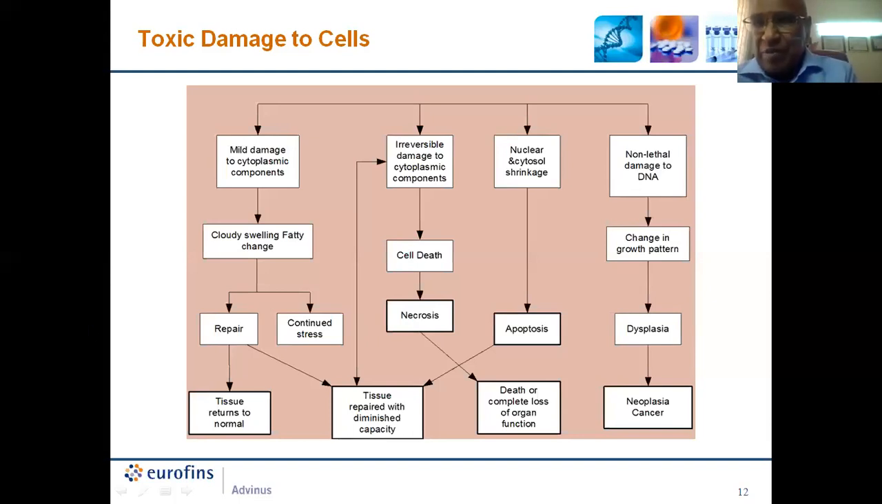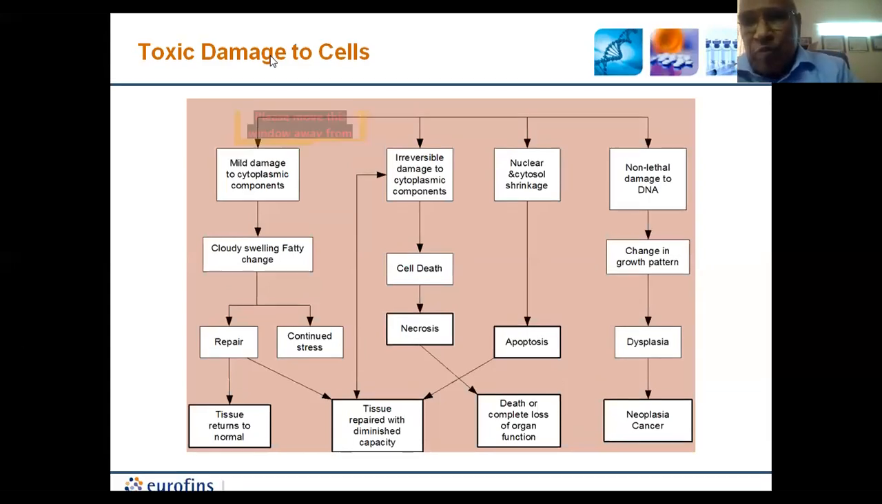Now in the case of the third block, where cytoplasmic shrinkage happens, there apoptosis, or natural death of cells, happens. In the last block on the right-hand side, you will see non-lethal damage only to the DNA, the nuclear material. When such a thing happens, whole organs look normal, human beings look normal, animals look normal. Where there is damage to the nuclear material, chromosome damage, then you have a change in the growth pattern, which will result in cancer.